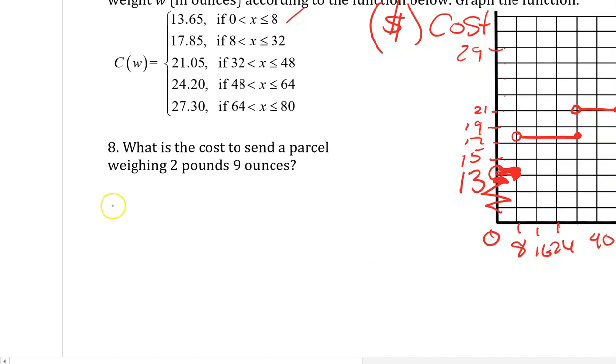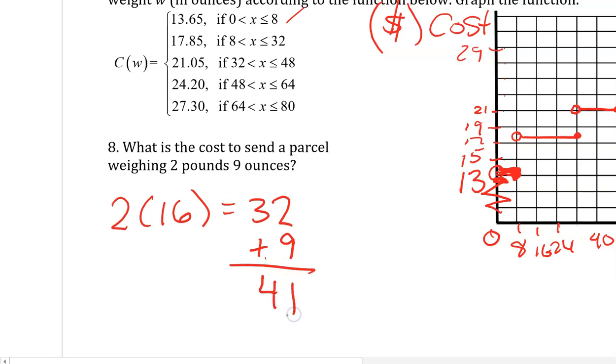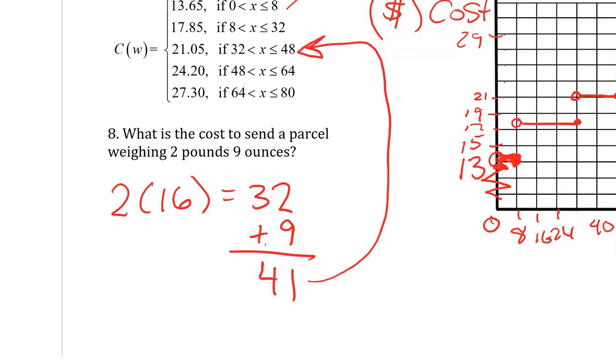Well, 2 pounds is 32 ounces, plus 9 more ounces is 41 ounces. So all we have to do is look back up at our table and see where 41 falls on our list of domains, domain chunks, little steps, and that's $21.05. Thanks.